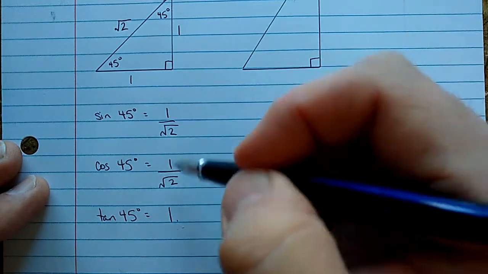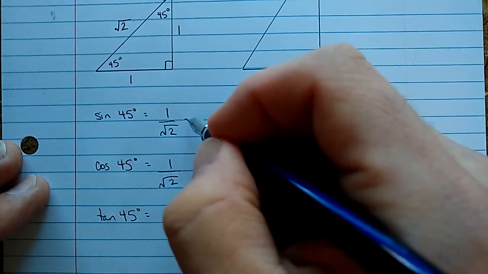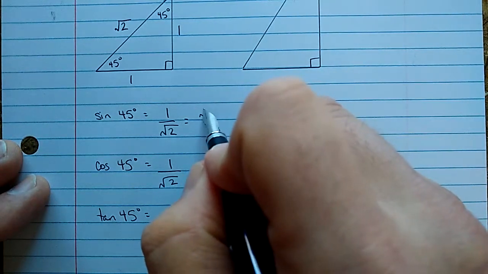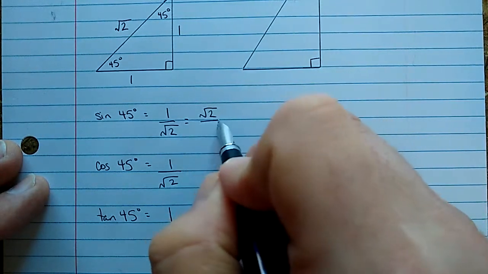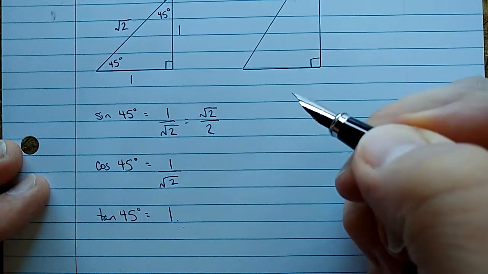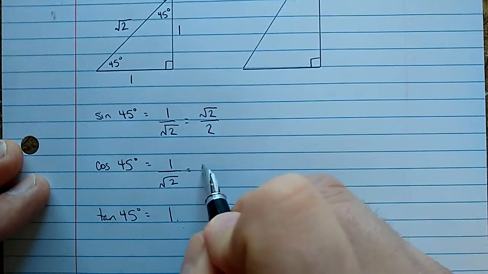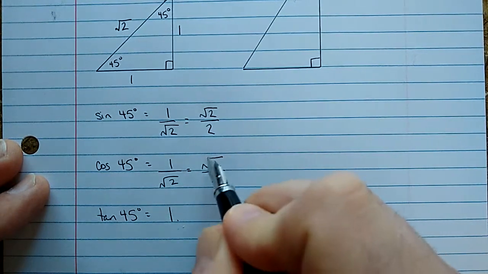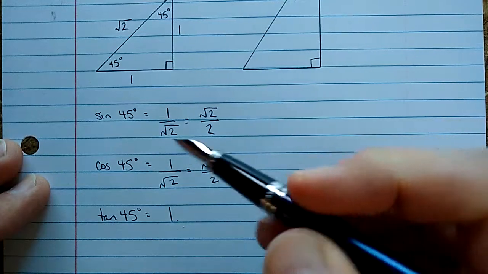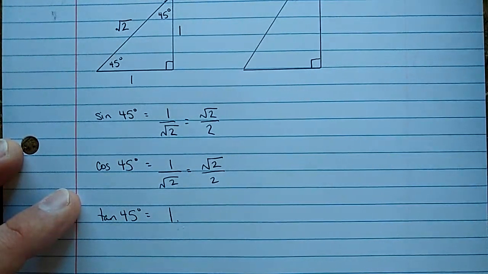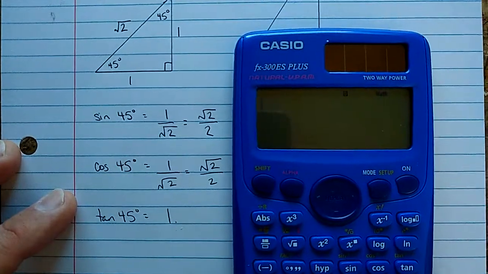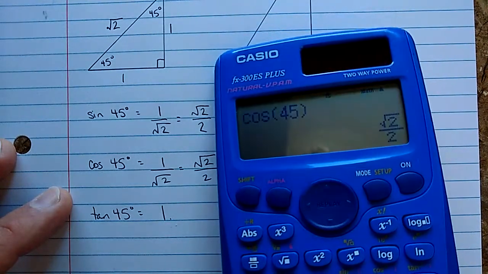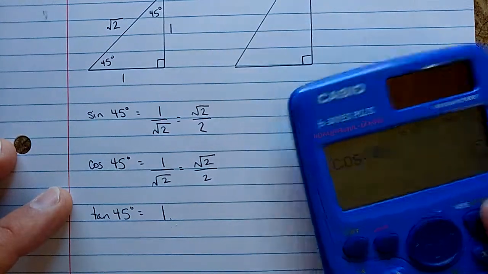Now, just before we move on, these ones here have an irrational number, square root of 2, as a denominator, and it's conventional for us to rewrite this by multiplying top and bottom by root 2. You'll end up with this equivalent value here, root 2 divided by 2. A lot of calculators will give you this form of the number as an answer if you typed in cosine of 45. Let's check it out on my Casio FX300 ES Plus. Cosine 45 degrees, sure enough, root 2 divided by 2.